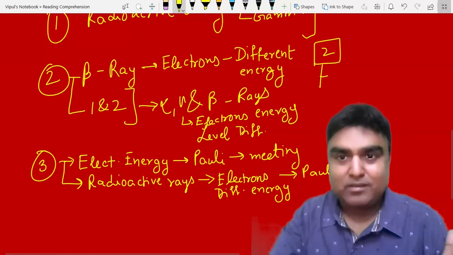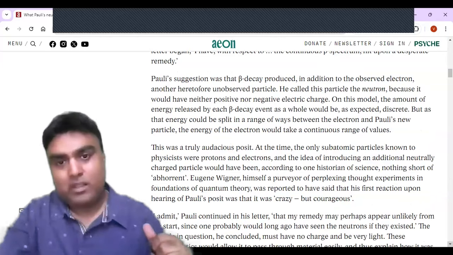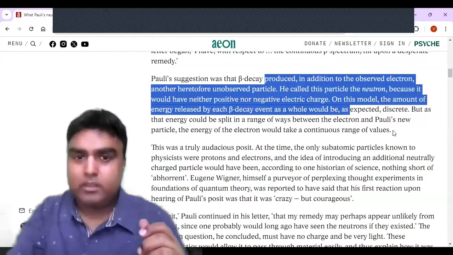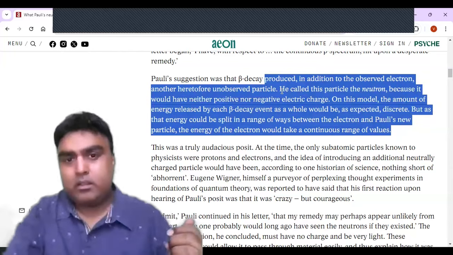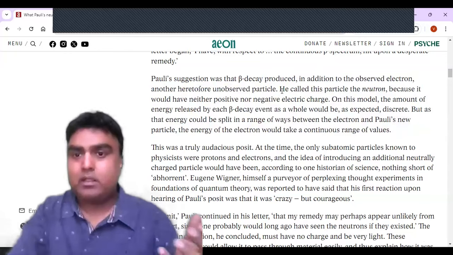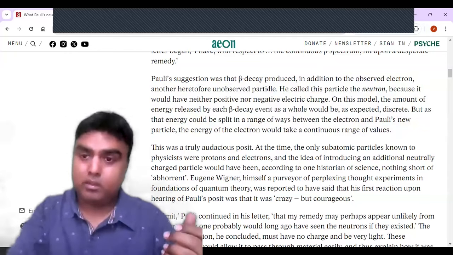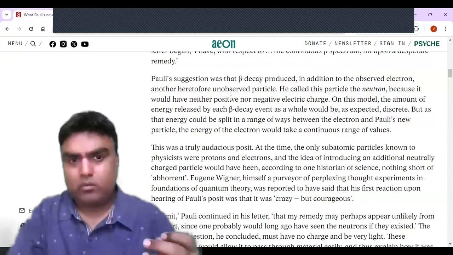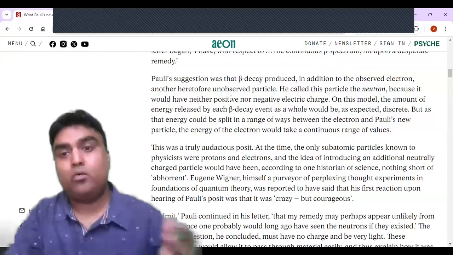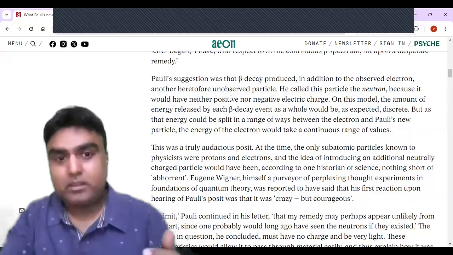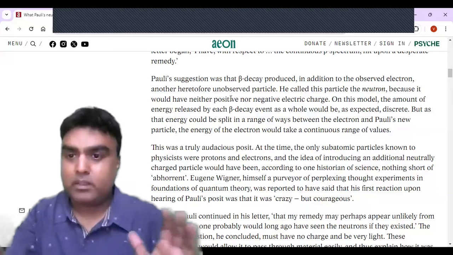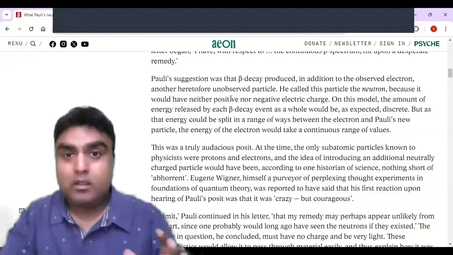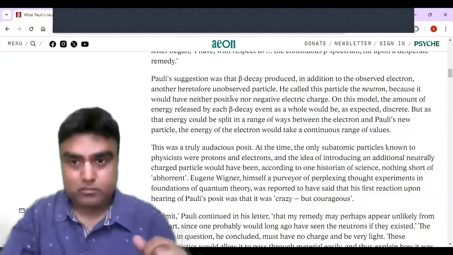Okay, I'm moving back to the passage. Pauli's suggestion was that the beta decay produced, in addition to the observed electron, another unobserved particle. He called this particle the neutron, because it would have neither positive nor negative electric charge. On this model, the amount of energy released by each beta decay event as a whole would be, as expected, discrete, but as that energy would be split in a range of ways between the electron and the new particle, the energy of the electron would take a continuous range of values.